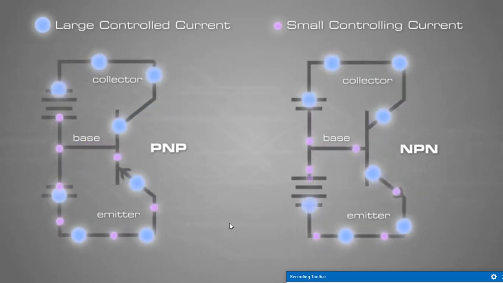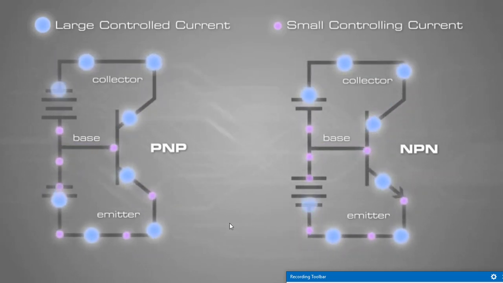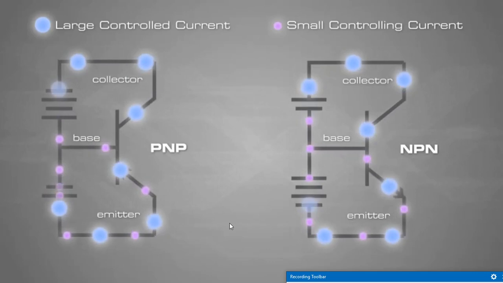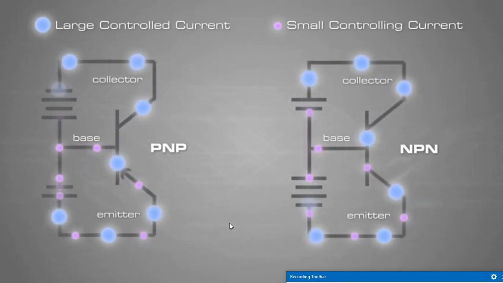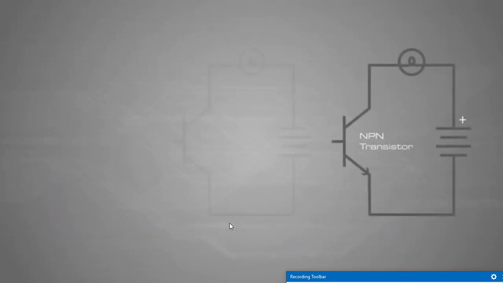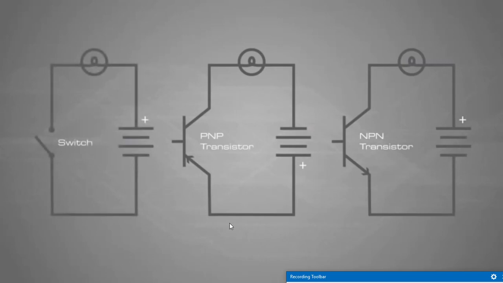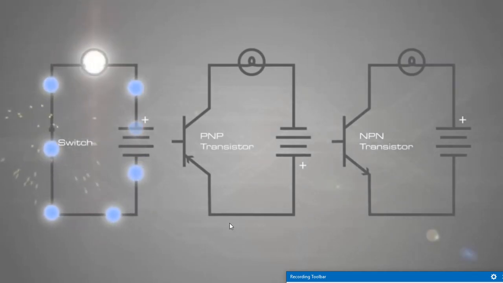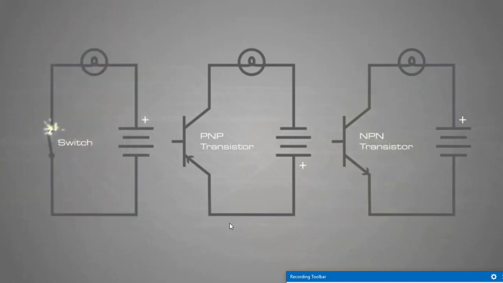If they are forward biased, then the majority charge carriers will move from the emitter to the base to the collector. Or if it is minority charge carriers in the reverse bias condition, once again the minority charge carriers flow from the emitter to the base and to the collector. So what is the exact work of this? NPN and PNP transistors act like a switch.